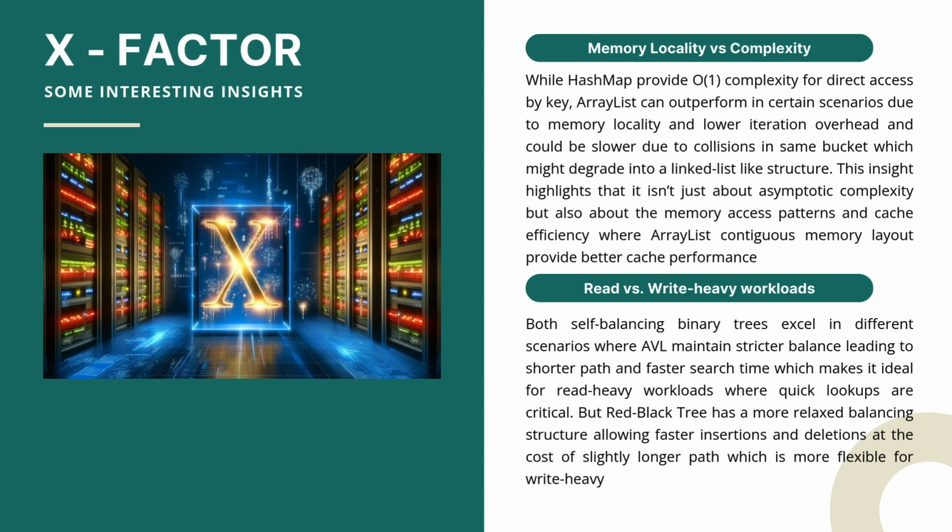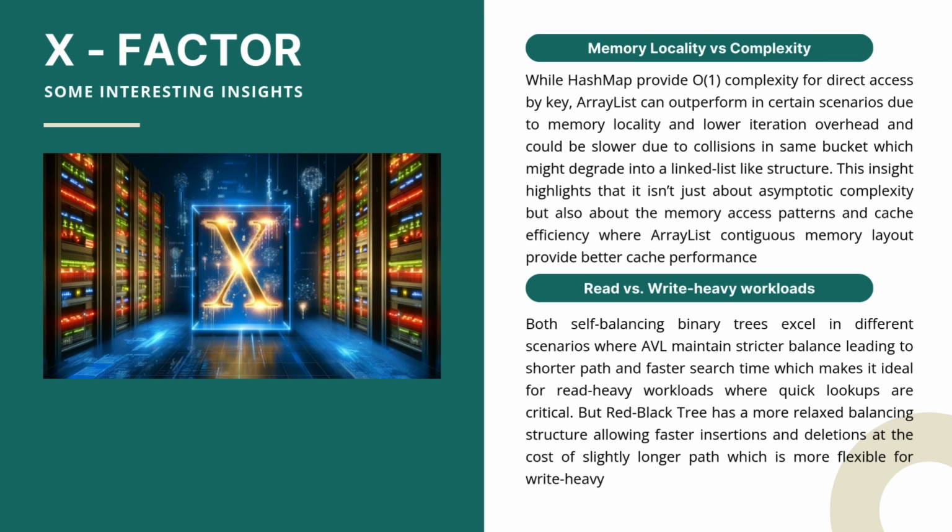Now moving on to our X factor, we have some interesting insights. First insight is talking about memory locality versus complexity. So while hashmap can provide O(1) complexity for direct access, array list can outperform it in some scenarios due to memory locality and lower iteration overhead, whereas hashmap iteration could be slower due to collisions in the same bucket. This insight highlights that it is not simply about asymptotic complexity, but also about memory access patterns and cache efficiency, where array list's contiguous memory layout provides better cache performance.